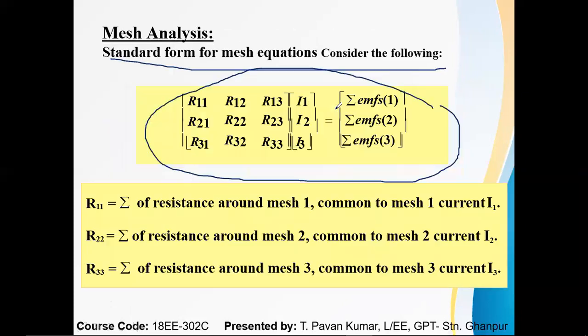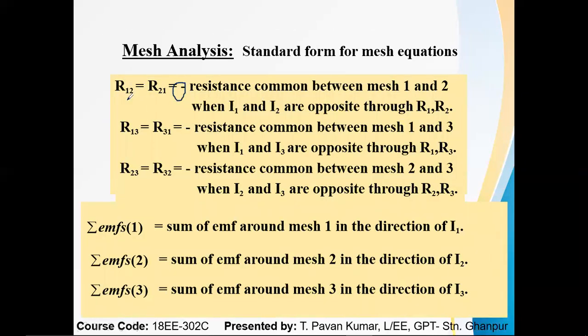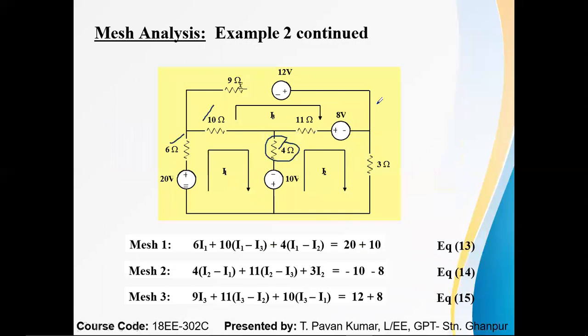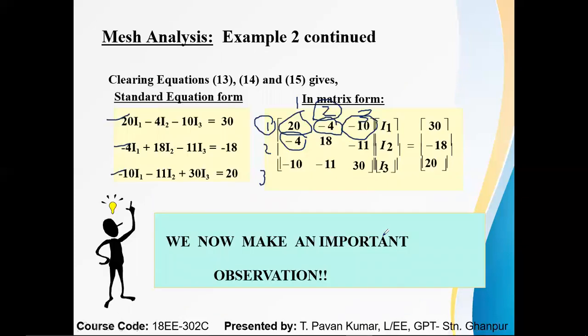Hence I can name it as R. If you got R12, indirectly you will get R21 also. R13 means you are getting the R31 value also. R23 means you are also getting the value of R32, because 23 and 32 both come under the same category. So directly observing this equation, instead of writing these lengthy equations, you can write directly.